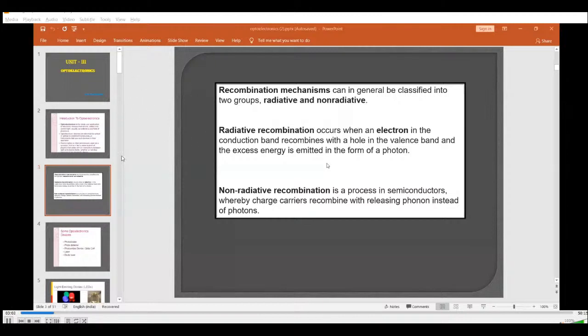The first one is the definition of radiative and non-radiative recombination. Then I have given the geometrical diagrams of these. The probability of radiative recombination is very high compared to non-radiative. Similarly, the efficiency factors and examples I have given in a tabular column, which I have posted in the PDF. Please go through that.